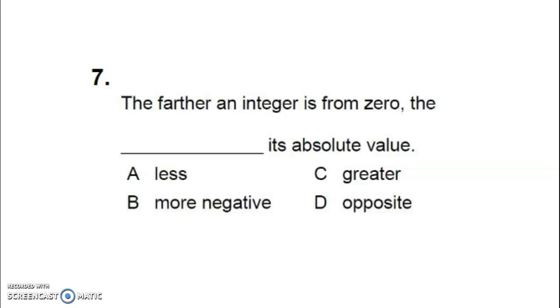Number 7. The farther an integer is from 0, the blank its absolute value. A. Less. B. More negative. C. Greater. D. Opposite.